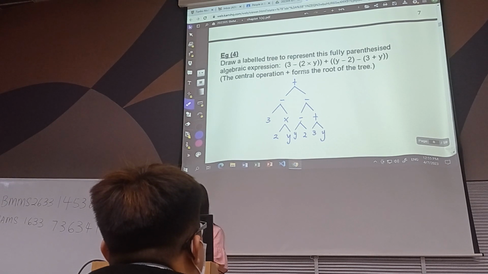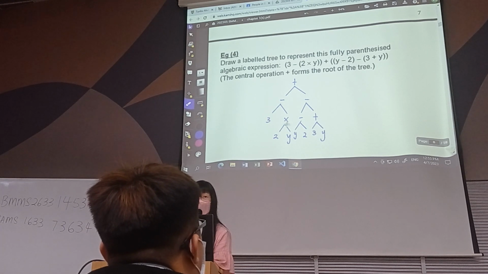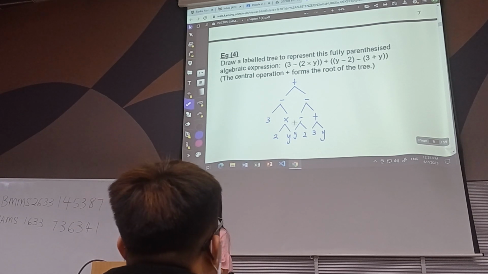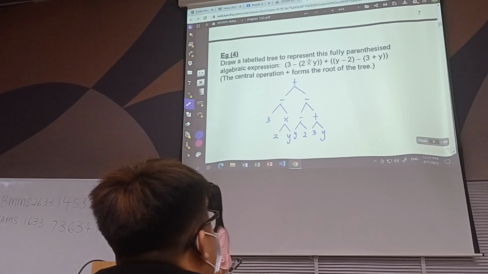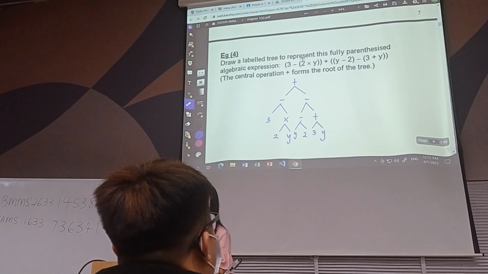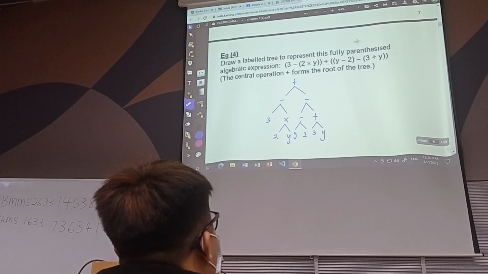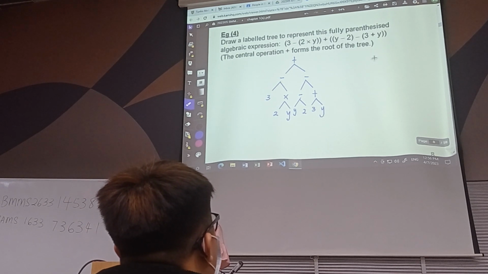You cannot simply change the side. Like this one, 2 multiply y. The 2 must be at the left of multiply. You cannot put the 2 at the right of multiply, even though the answer you get will be the same, right? Because 2 multiply y and y multiply 2 are the same. But when we draw the tree, we must follow the sequence. So this is only the example for the level 3. Later we will go into more detail about this.